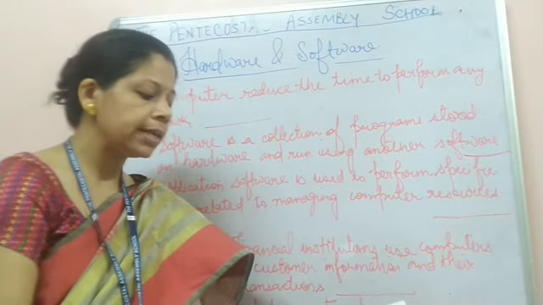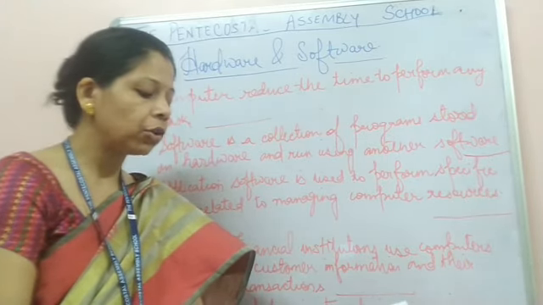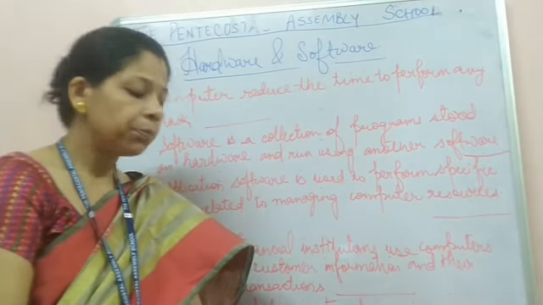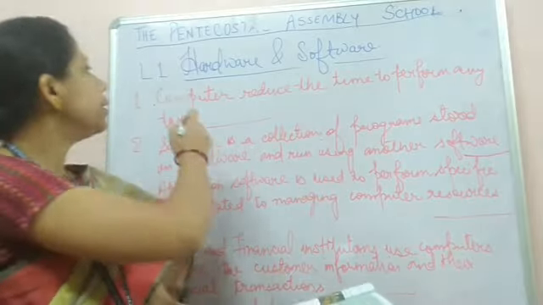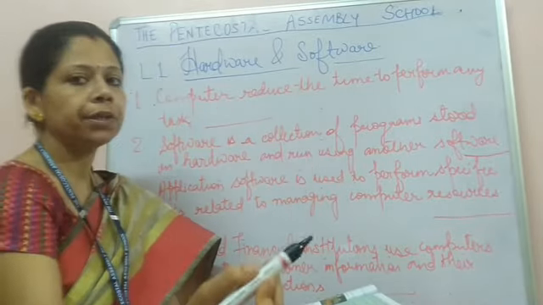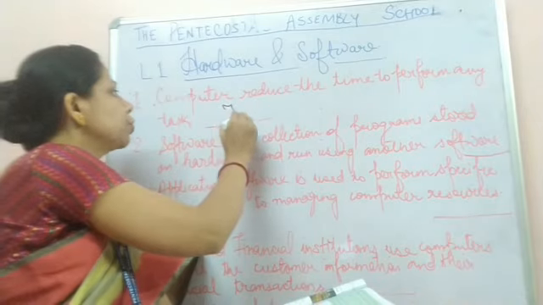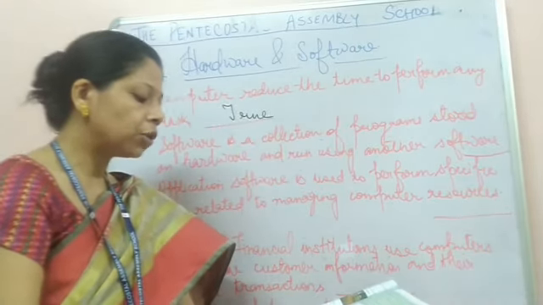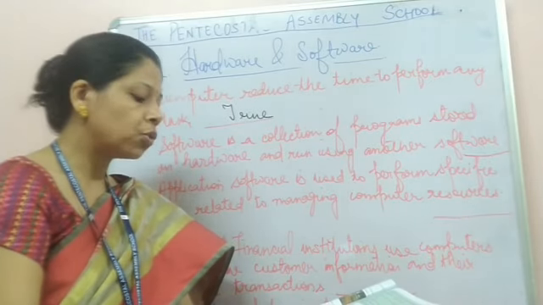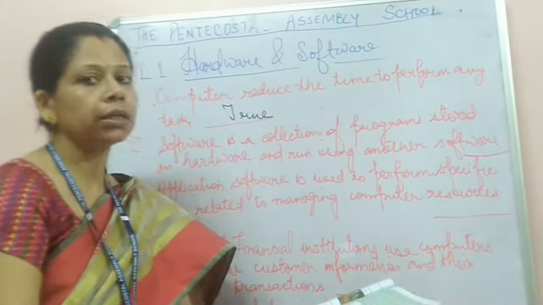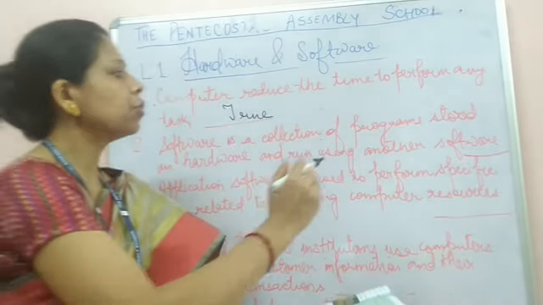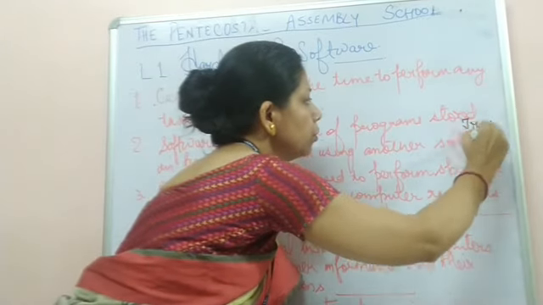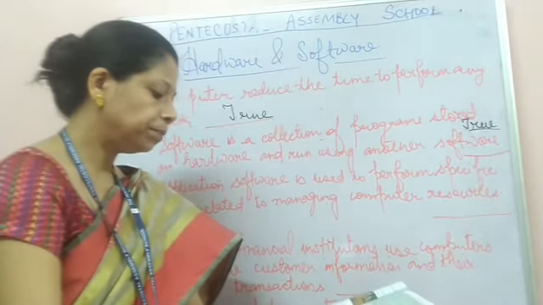First, take out your exercise B. State whether the following statements are true or false. The first is, computers reduce the time to perform any task. It is definitely true. So write there true. Next, software is a collection of programs stored on hardware and run using another software. Is it true or false? Yes, it is also true. So write there true.